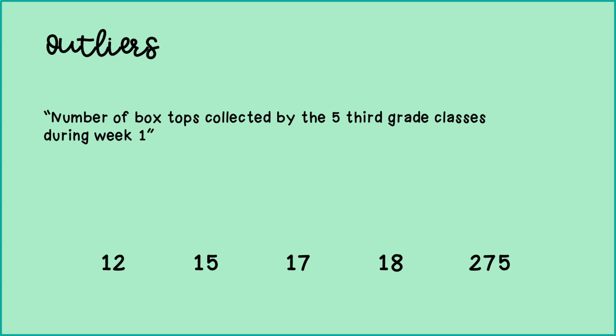Median is important when we're thinking about outliers. This data set represents the number of box tops collected by the 5 third grade classes during week 1. You can see we've got 12, 15, 17, 18, and then one class collected 275. But it wouldn't really be right for me to say that that represented the typical amount of box tops that were collected, because 4 of the 5 classes collected much less than 275 box tops. That's an outlier, which means it's a value that's way different than the rest.